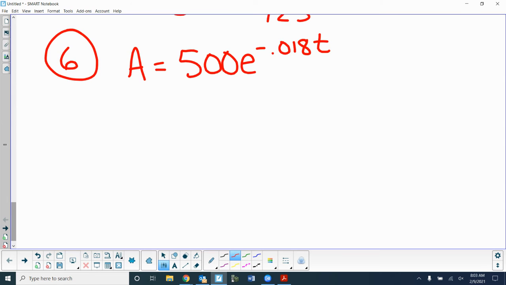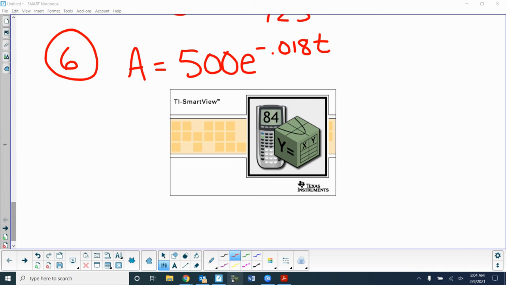Okay, so it says using a graphing calculator, determine how long it will take for the amount of medication in the patient's bloodstream to reach 302 milligrams. Okay, so once we start going over logarithms, we could put 302 here and solve for t and figure it out. Okay, but we'll just put it in our y equals in our calculator. We'll go to our table and look for that 302.